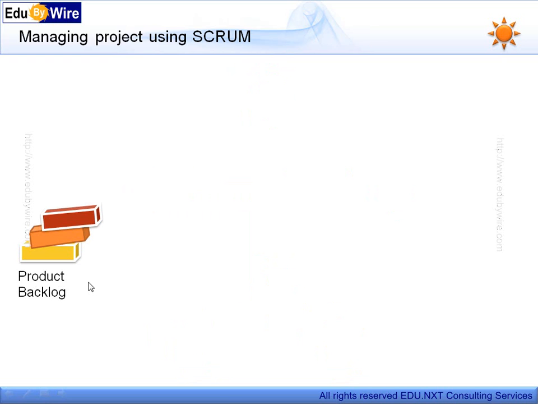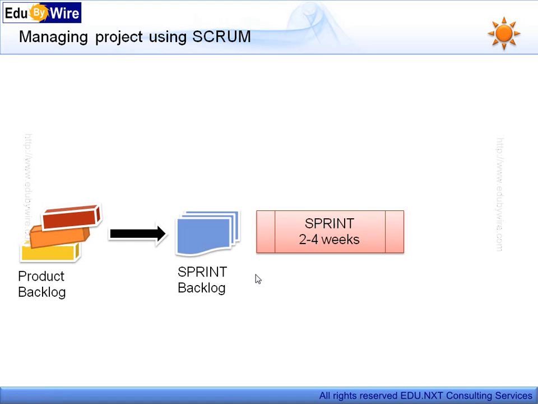Let me now give you a brief overview of how an agile project is managed using Scrum. Project starts with product backlog, which is list of requirements of proposed product to be developed. Key thing is, product backlog can change continuously. We will learn more about it soon.